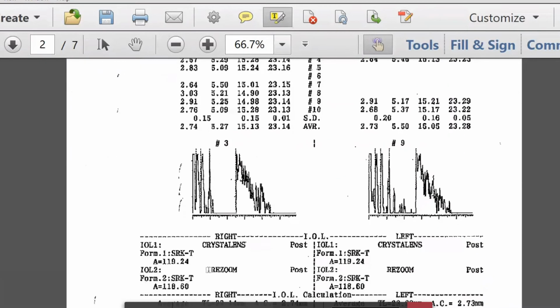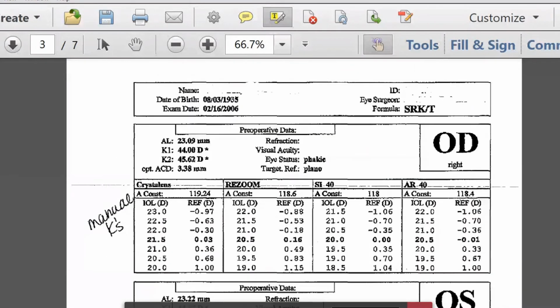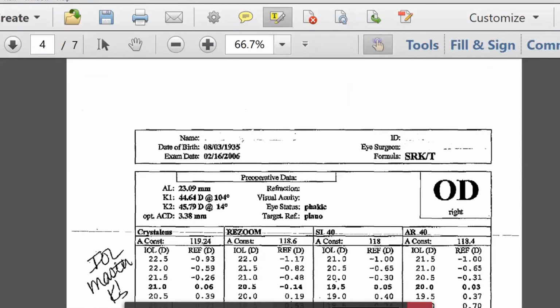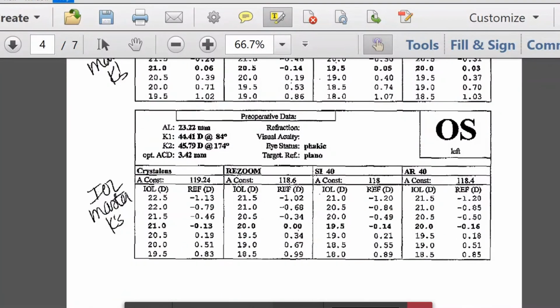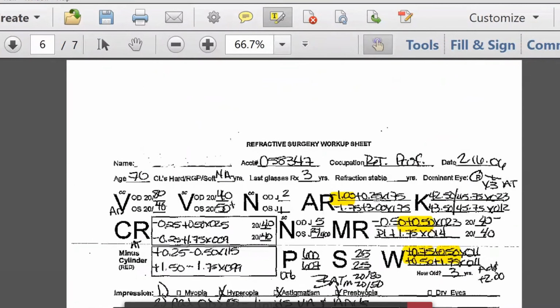But when you look at the IOL Master K readings for the very same patient and the same eye, you can see that there's some difference in the readings compared to the manual keratometry. So these are IOL Master keratometry, and it's different from manual keratometry. If you look further down the page, you've got the autorefractor keratometry. Again, that's different from what is seen in the previous two instruments, right? So for different instruments, you can get different readings for the same patient and the same eye.